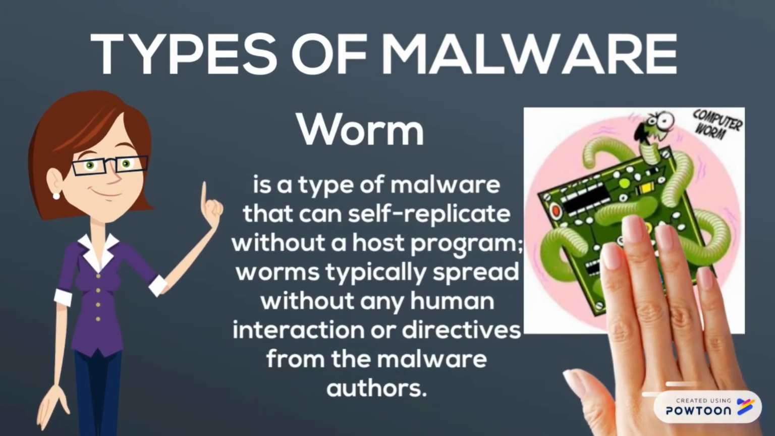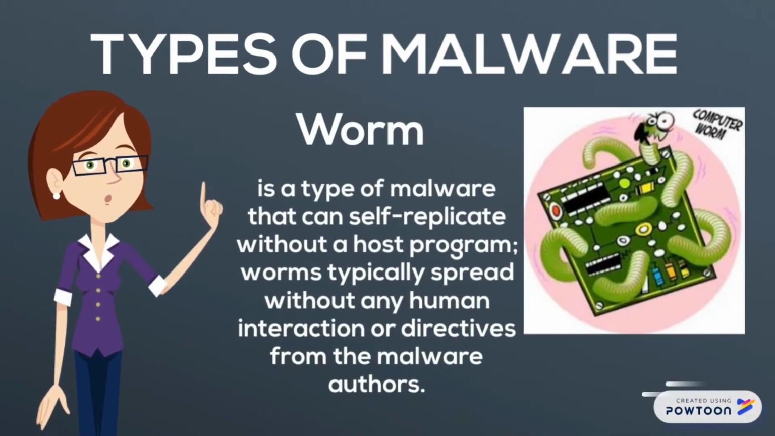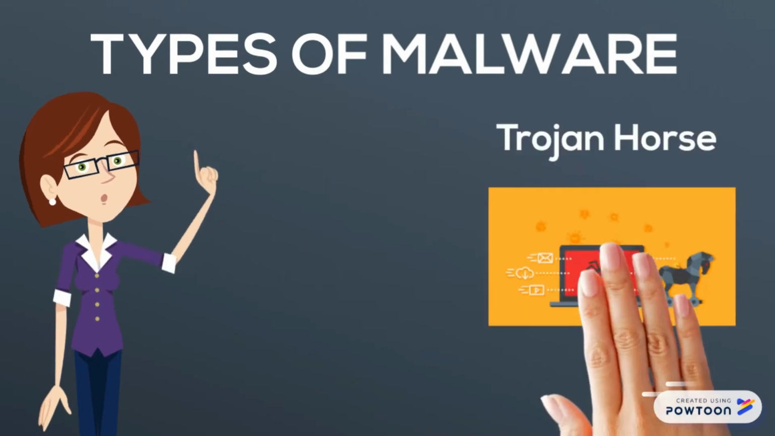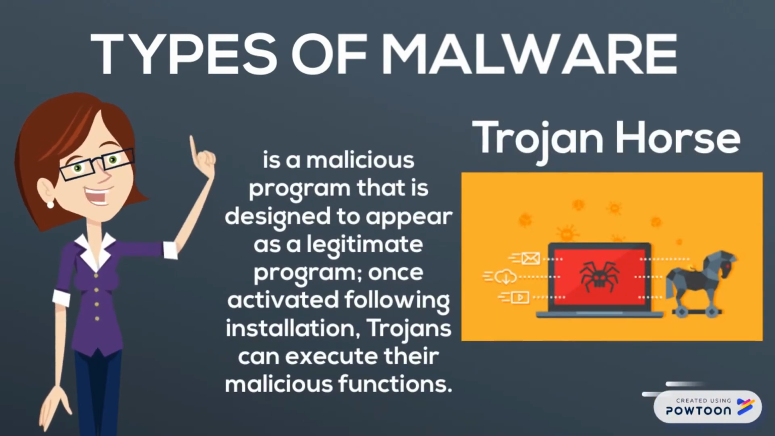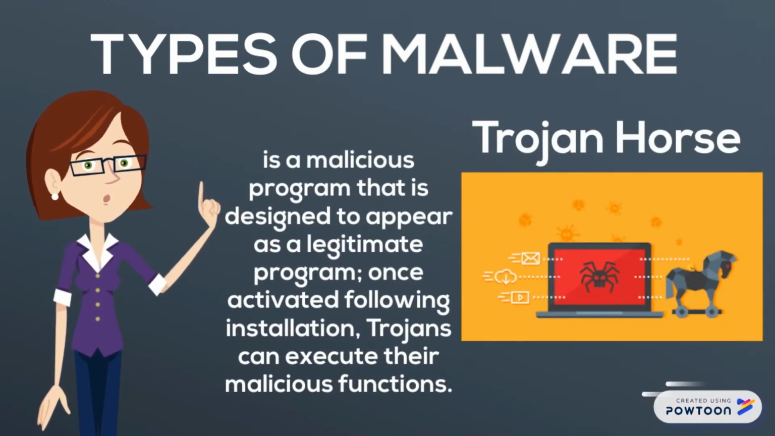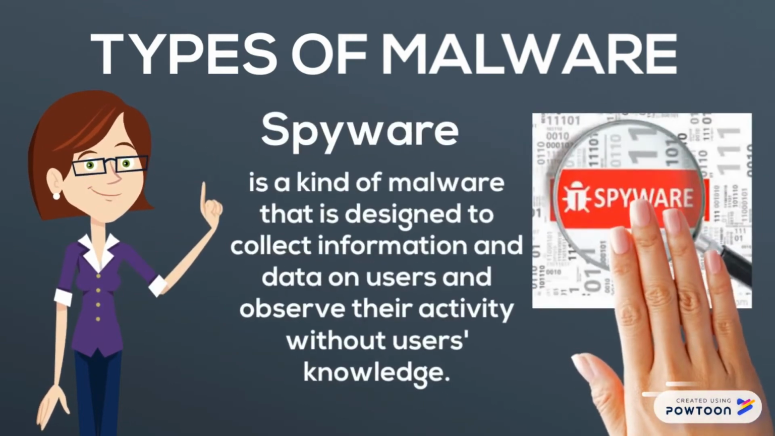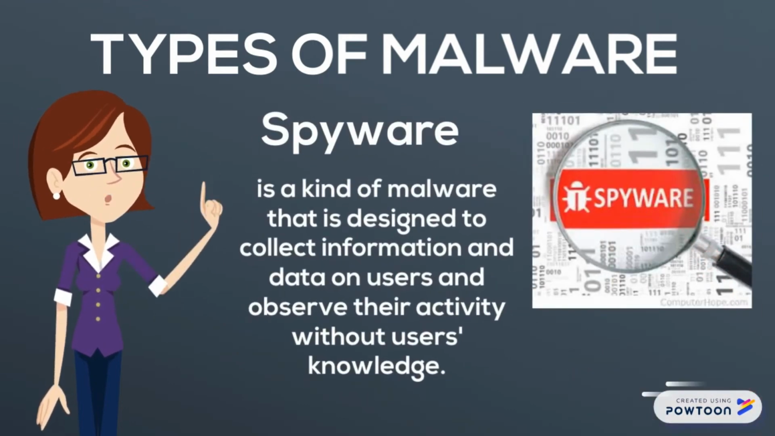A worm is a type of malware that can self-replicate without a host program. Worms typically spread without any human interaction or directives from the malware authors. A Trojan horse is a malicious program that is designed to appear as a legitimate program. Once activated following installation, Trojans can execute their malicious functions. Spyware is a kind of malware that is designed to collect information and data on users and observe their activity without users' knowledge. Other types of malware include functions or features designed for a specific purpose.